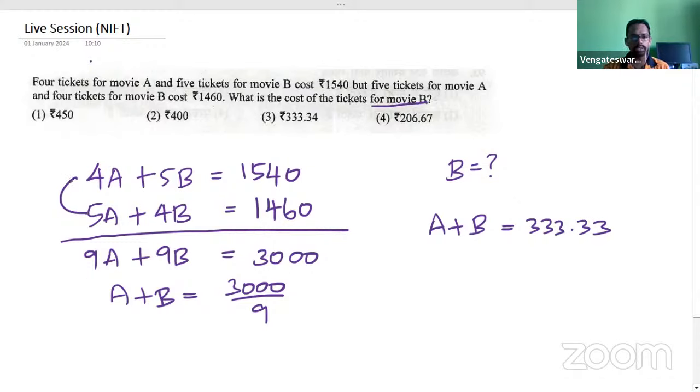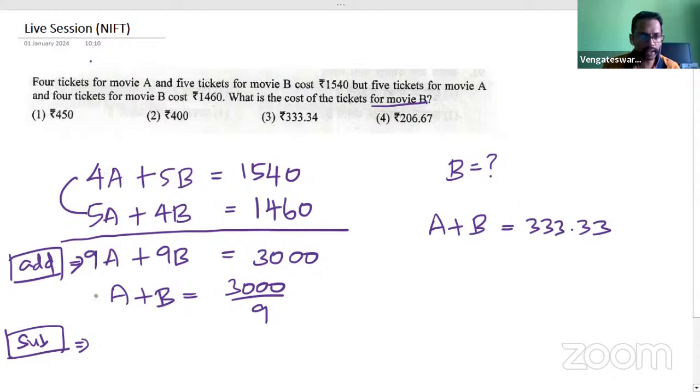I can do a similar play with the same two equations. First I added the equations, and that gave me this. Now I'll subtract the two equations. When I subtract, what will I be getting? 4A minus 5A will be minus A. 5B minus 4B will be plus B. Now this will be equal to 1,540 minus 1,460.